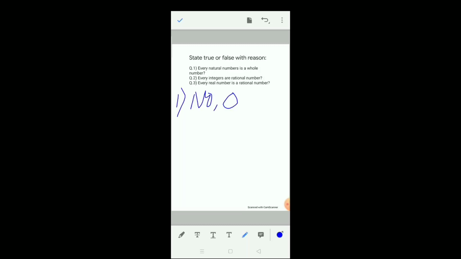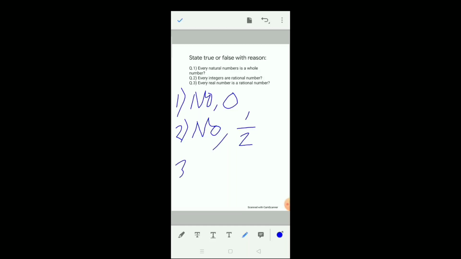Next, question number 2 is, every integer is a rational number. Every integer is a rational number. No, because 1 by 2 is a rational number but not an integer.